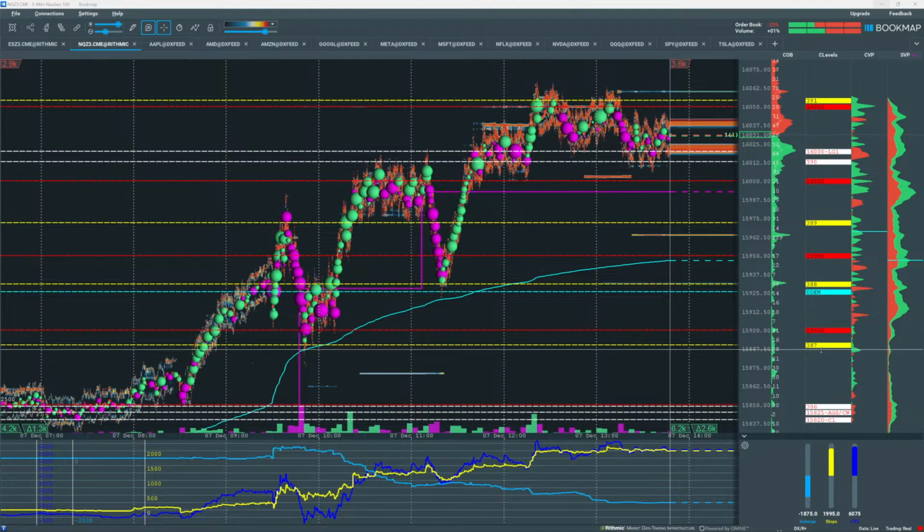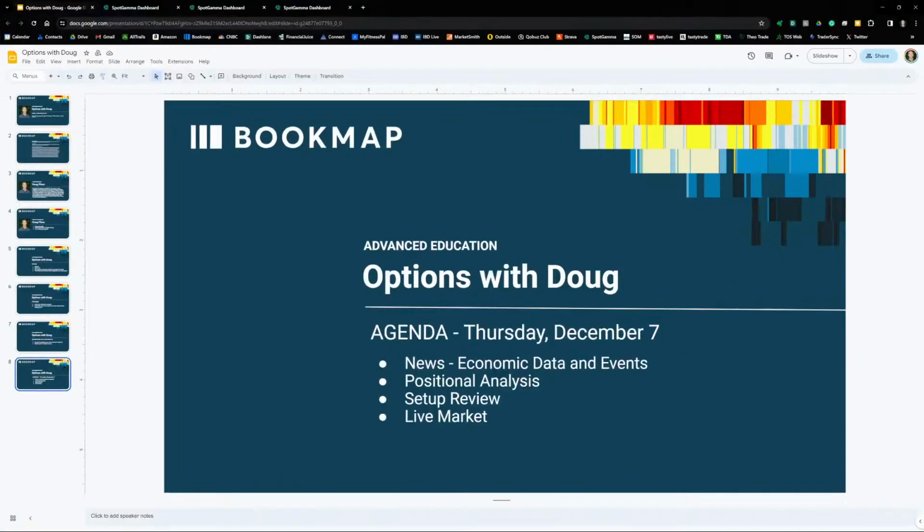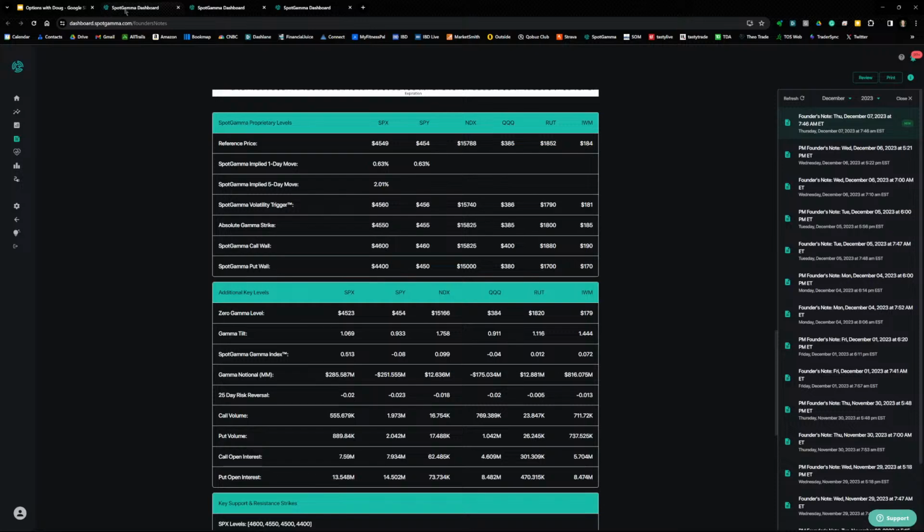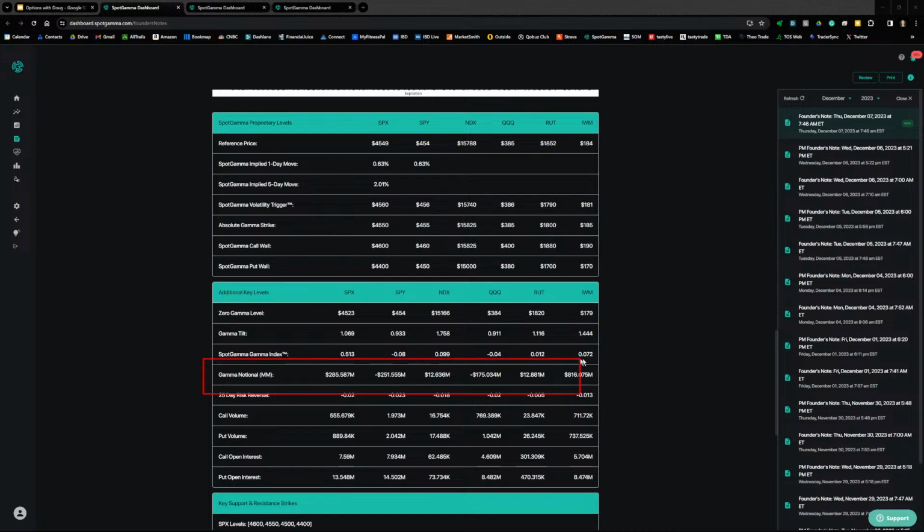All right, let's take a look at gamma notional now to see how market makers were positioned on the gamma curve at the beginning of the day. This is gamma notional, market makers' position on the gamma curve at the beginning of the day for the S&P 500, NASDAQ, and Russell 2000. And I'm showing a portion of the SpotGamma AM Founder's Note. This is provided to SpotGamma subscribers every morning. That's where this information comes from. So again, this is market makers' position on the gamma curve at the beginning of the day.